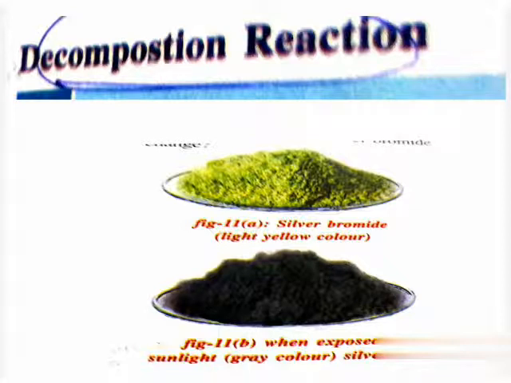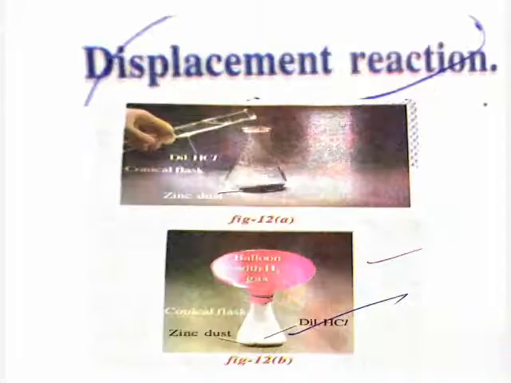If a decomposition reaction is carried out by heating, we call it a thermal decomposition reaction. If the decomposition reaction is carried out by electricity, we call it an electrolytic decomposition reaction. If a decomposition reaction is carried out by sunlight, that is called a photochemical reaction.